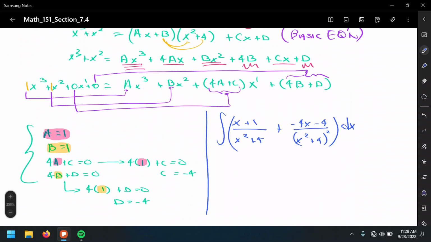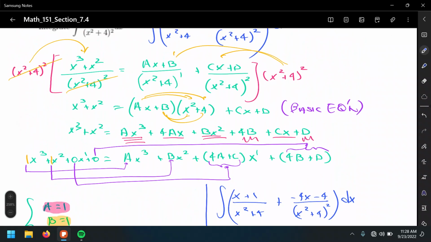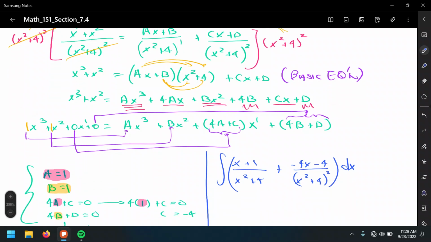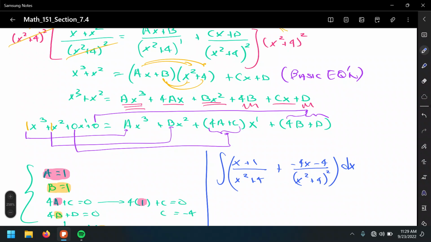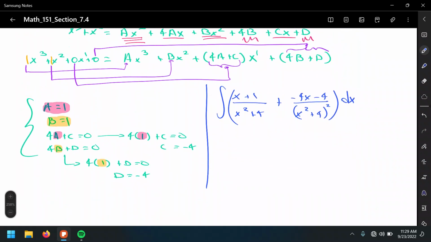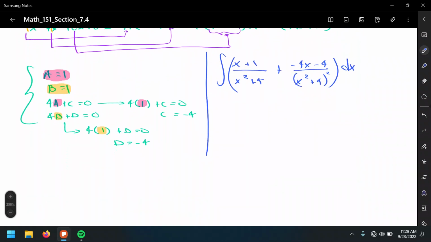Number 1, let's try the simplest possible. Can we do U substitution for the first integral here, x squared plus 4? So set u equals x squared plus 4. The derivative du will be 2x. Well, the problem here is that we have an x plus 1, not just an x. So in this case, we need to split the integral into 2. In fact, we're going to split these 2 integrals into 4 integrals. Each integral will take a particular approach.